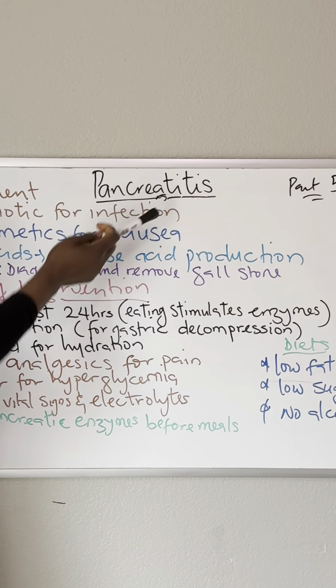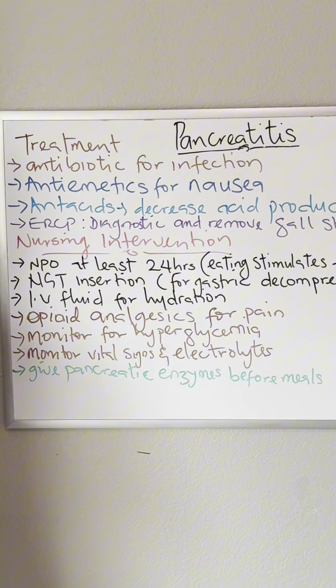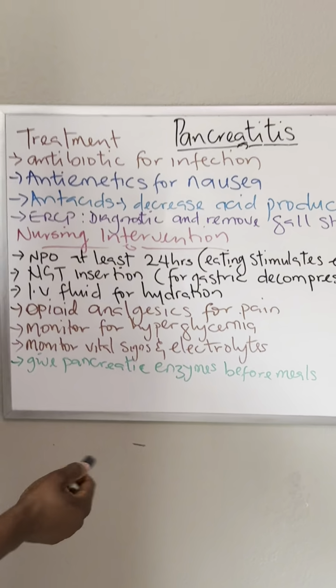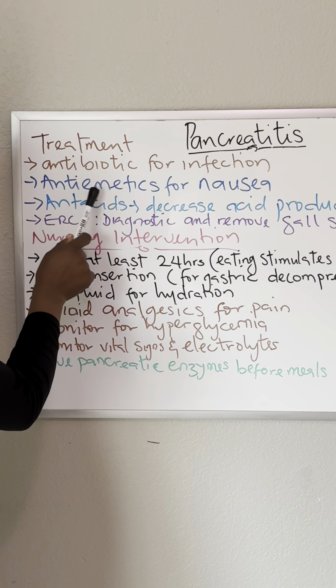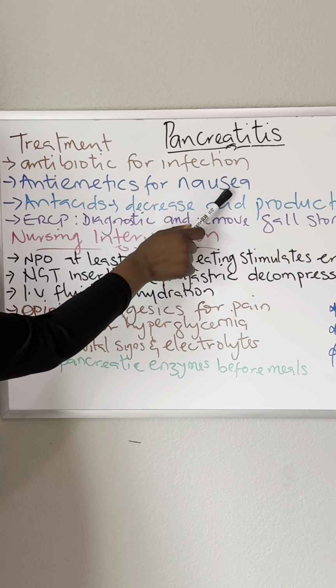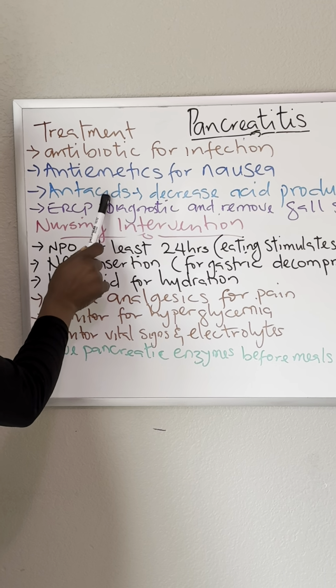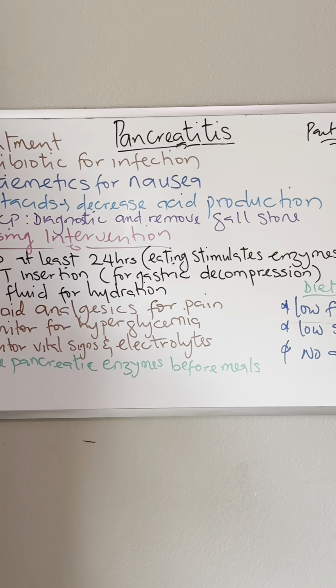The treatment of pancreatitis. First of all, you give the patient antibiotics for infection, to help combat the infection. Secondly, we give antiemetics for nausea. We also give antacids. This helps to decrease acid production.